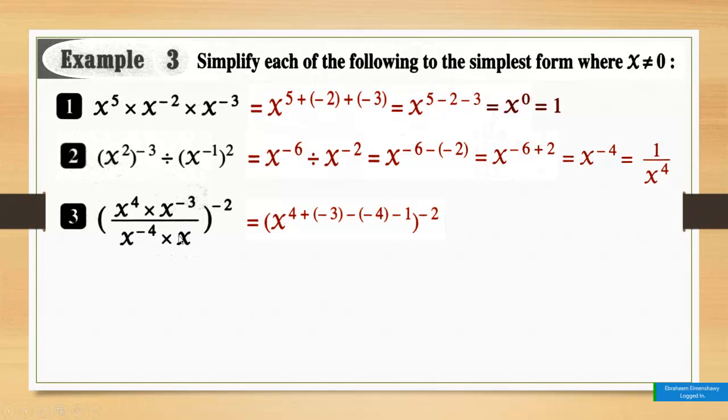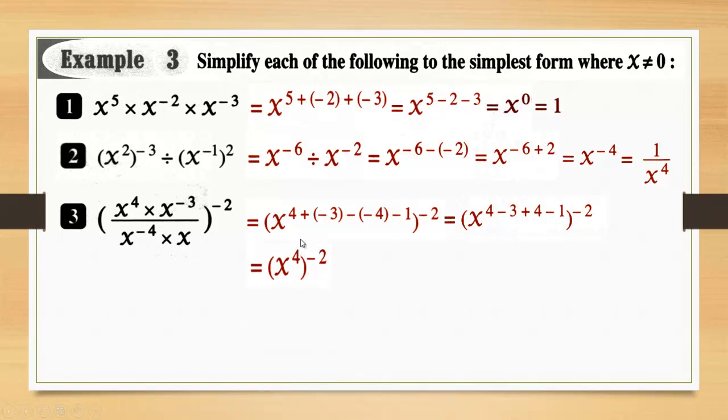Because the one at the bottom, I turn it to a negative power. All power negative 2. We will simplify the powers. x power 4, negative 3, minus negative 4, negative 1, which means x power 4 all power negative 2.